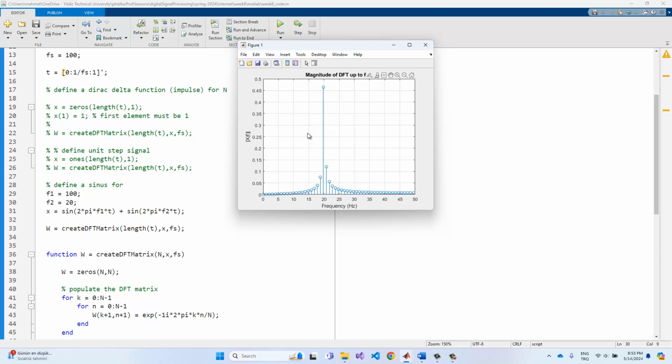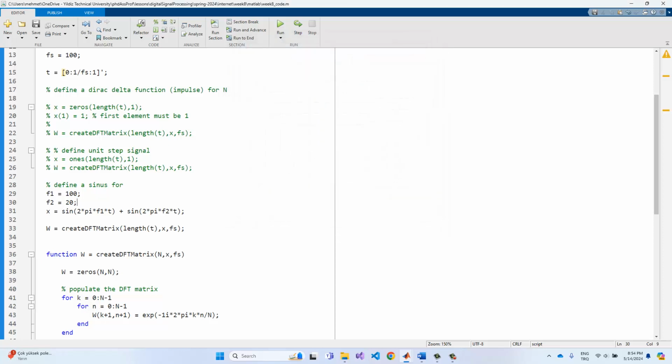But why? The reason is simple. We cannot take only the values up to the Nyquist criteria, or fs divided by 2, which means that we can take only the 50 Hertz frequency values in here, not the 100 one. We cannot observe that signal in here. Okay, this is the first example of the signals in here.